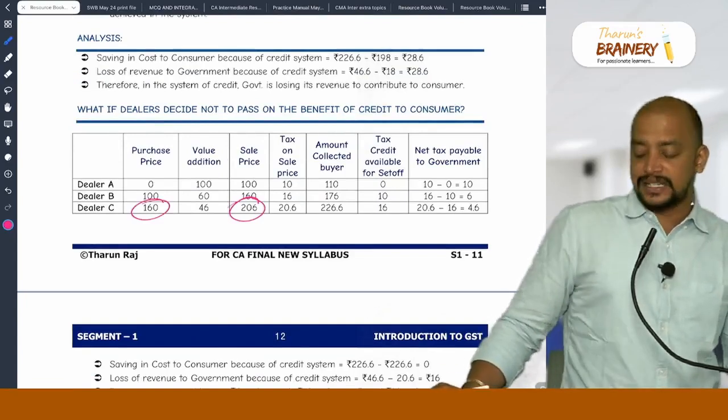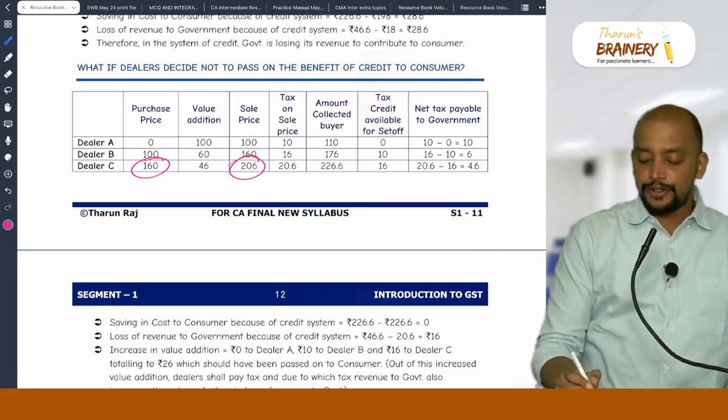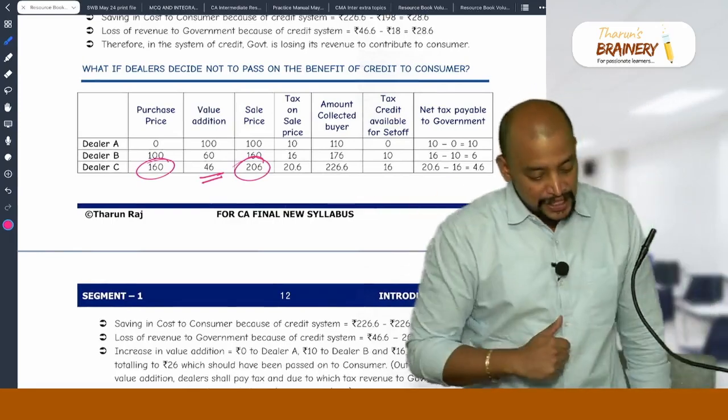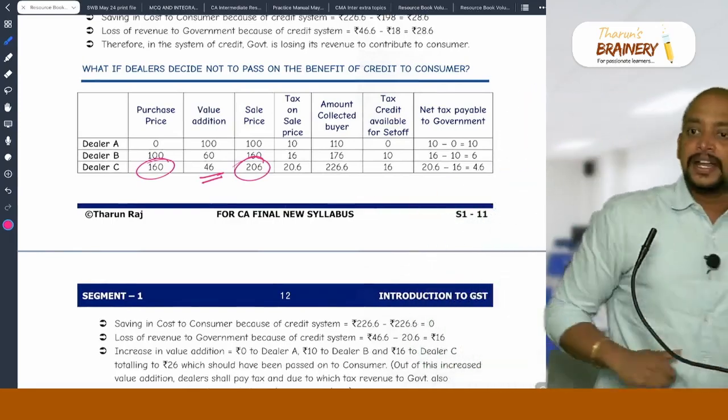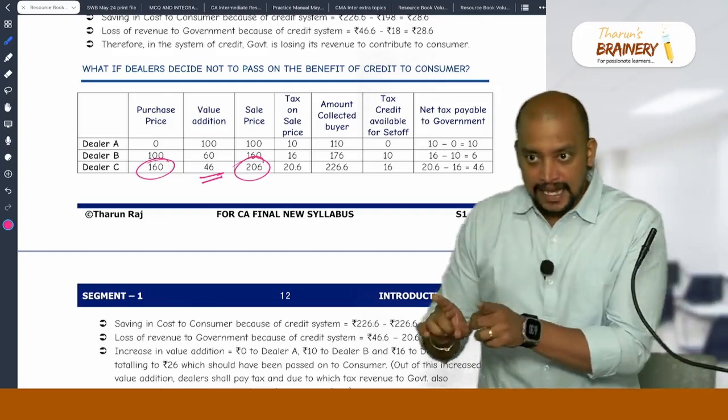Why is 160 the purchase price? Because 176 input tax credit is available. So therefore 46 has become the value addition. Previously, what was the value addition of dealer C? 30. Now it went to 46. Now this is the reality that has happened.